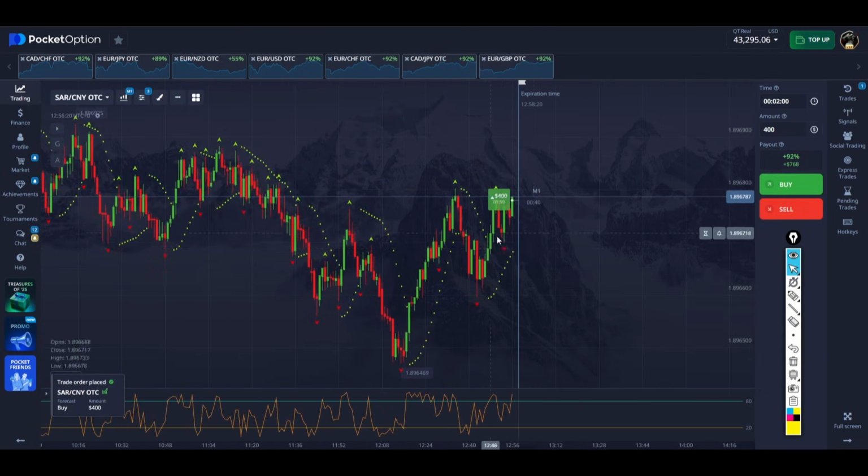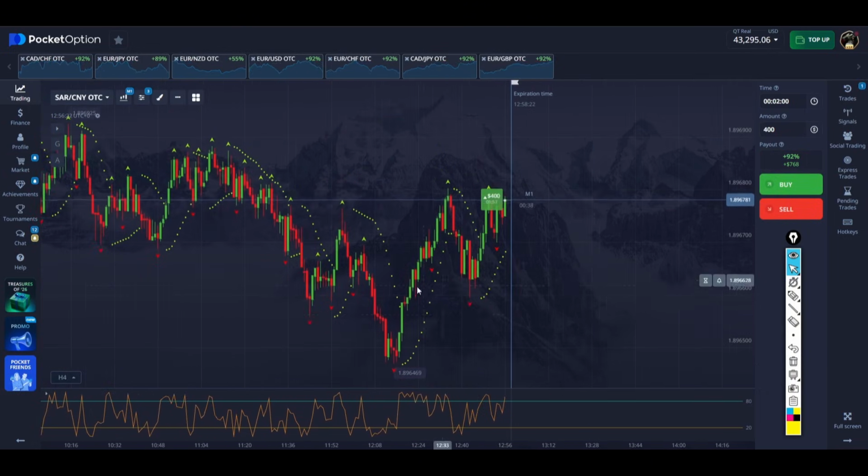I'm going to focus on the Saudi Riyal Chinese Yuan pair. I'm entering a buy position here. This is an interesting setup. The overall trend is bullish, which is a good sign.